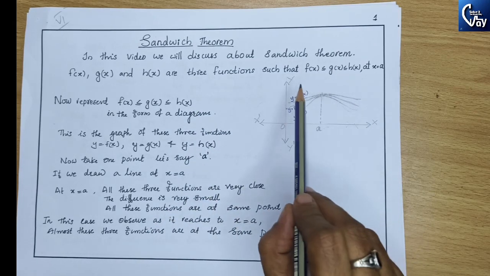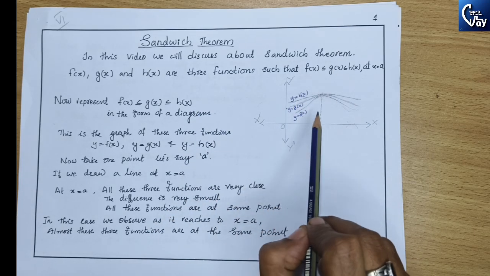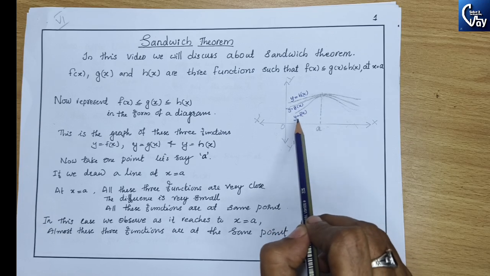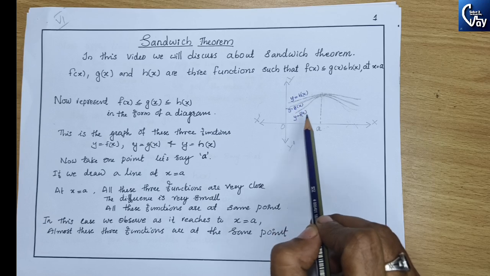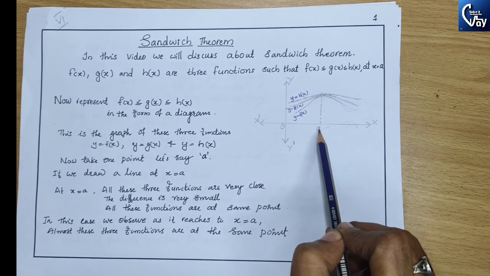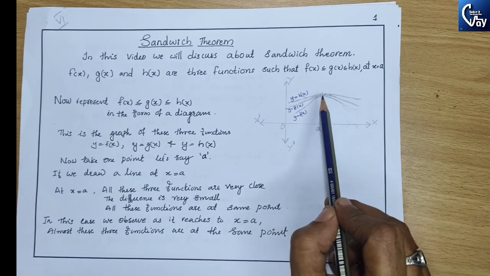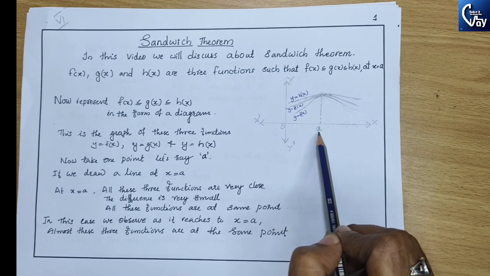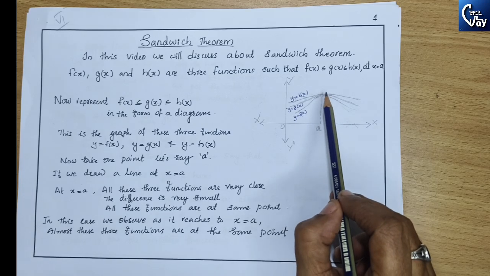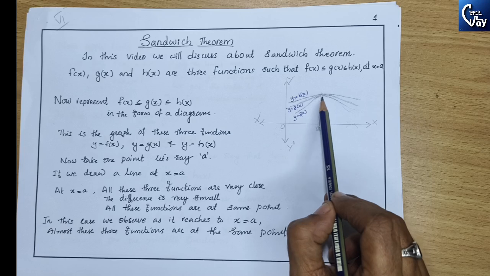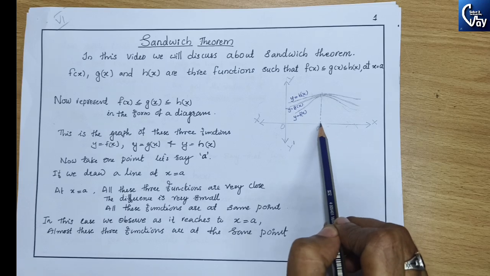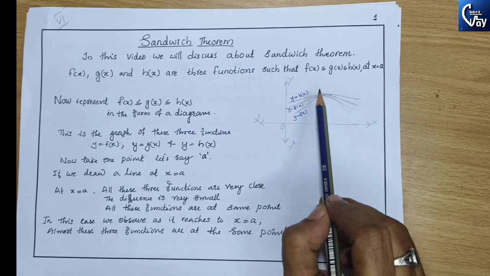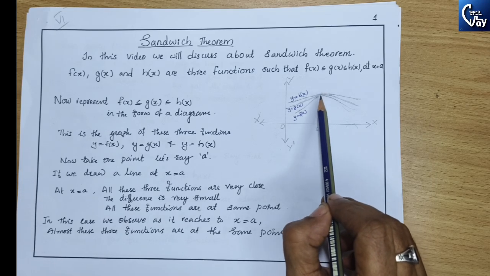Here this is the x-axis and this is the y-axis. This is a graph of three functions: y = f(x), y = g(x) and y = h(x). Now take one point, let's say a. If you draw a line at x = a, all these three functions are very close. The difference is very small. All these functions are at the same point. In this case, we observe that as it reaches x = a, almost three functions are at the same point.